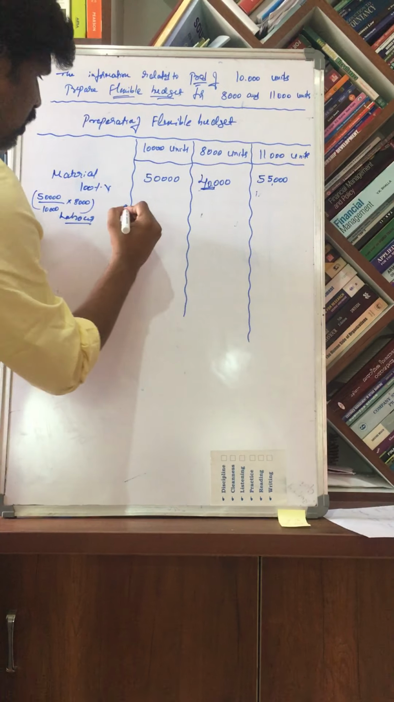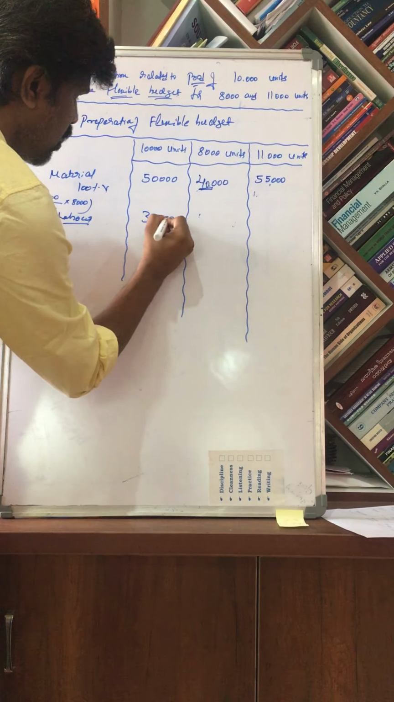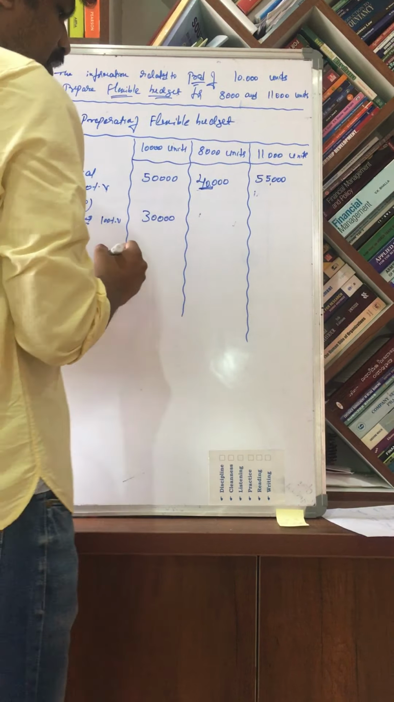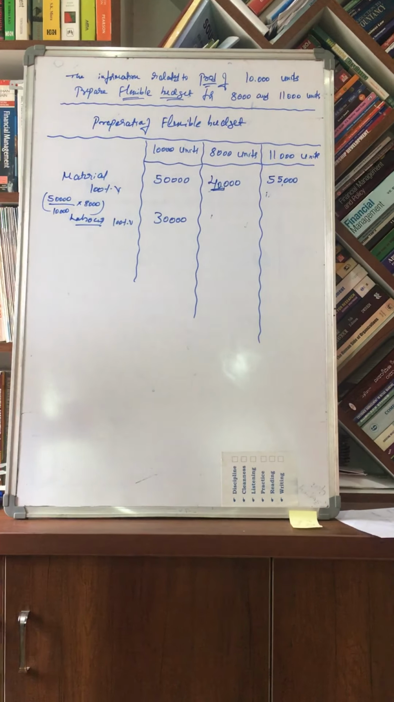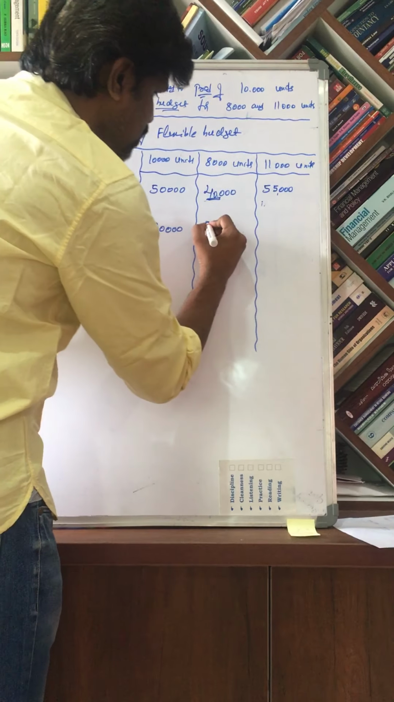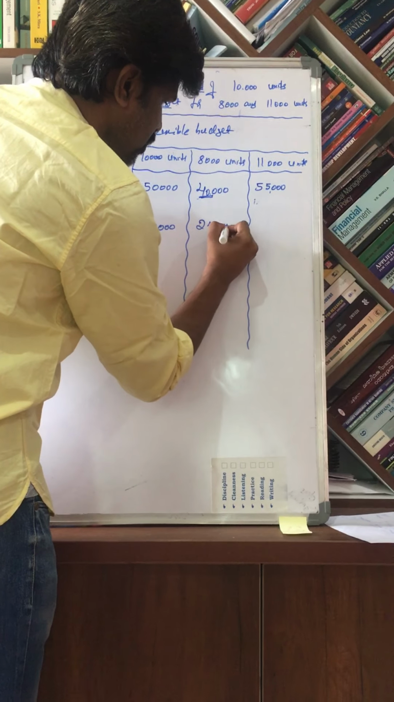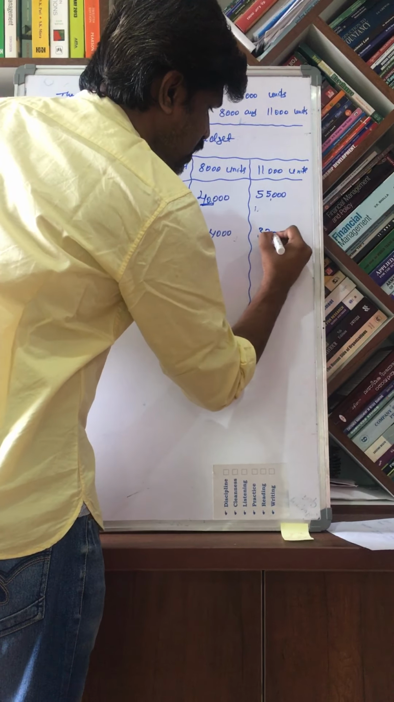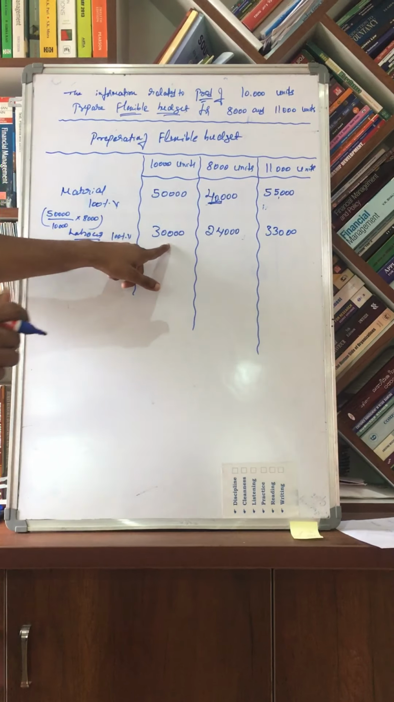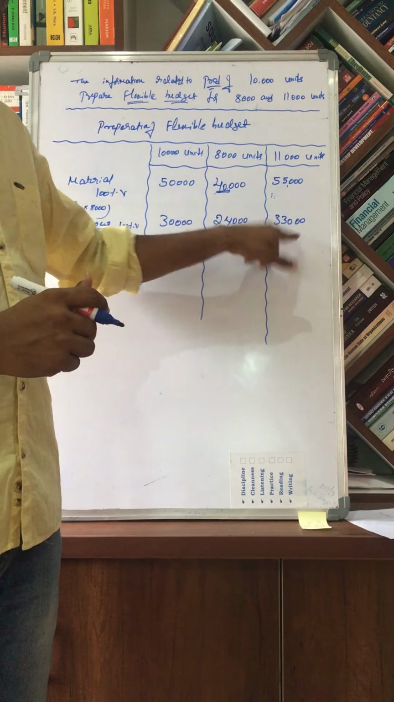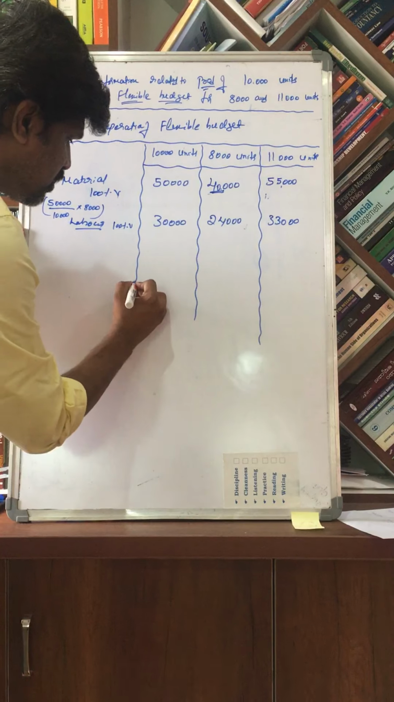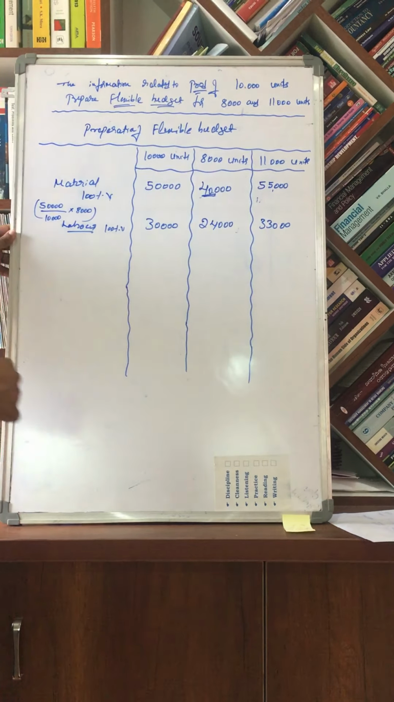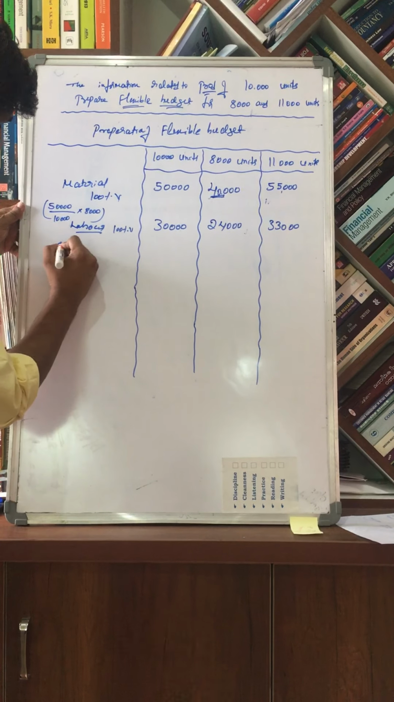Then the next one is labor, that is 30,000. In the problem it is given as 100% variable. 30,000 for 10,000 units means for 8,000 units it comes to 24,000, and for 11,000 units it comes to 33,000. In the same way we calculate 30,000, 24,000 and 33,000. So this is regarding 100% variable cost.